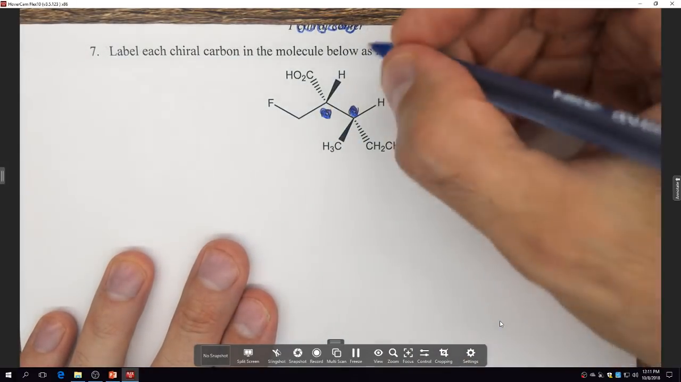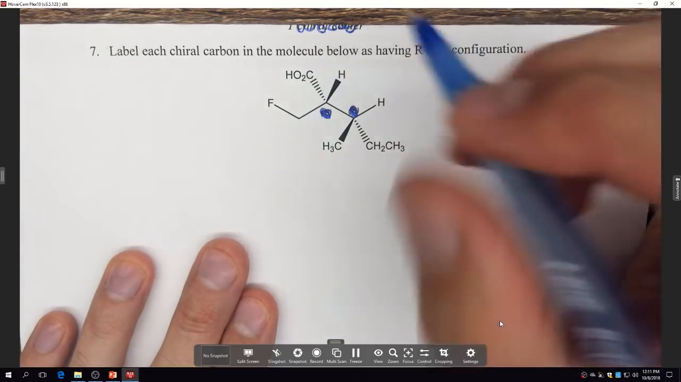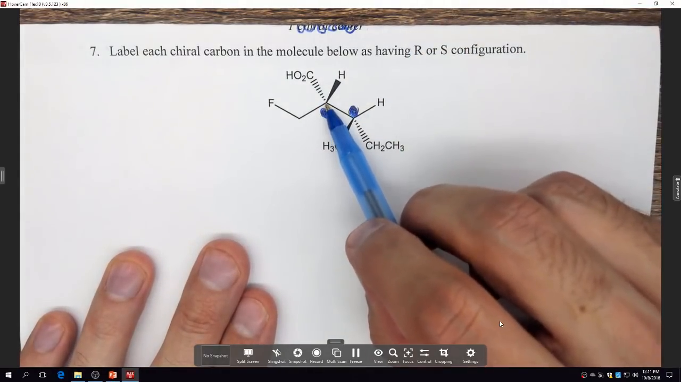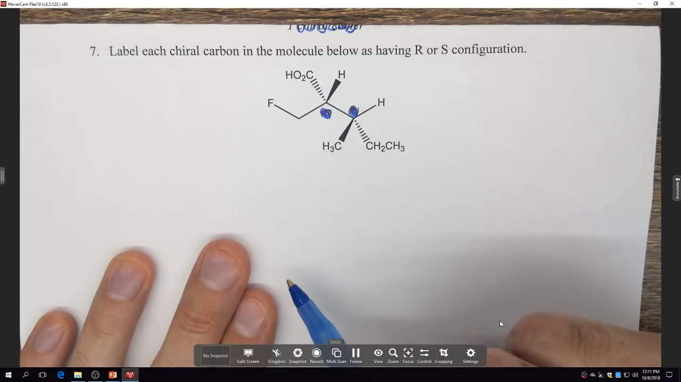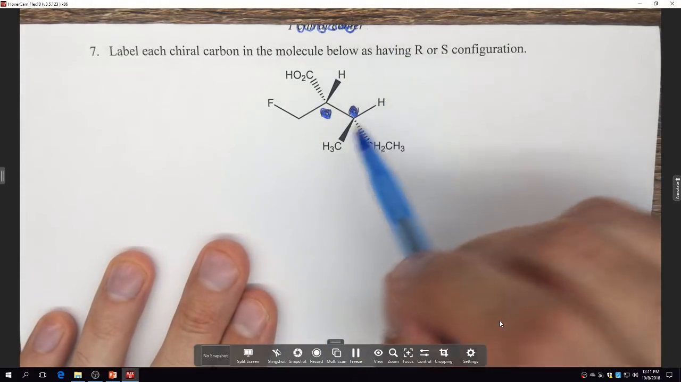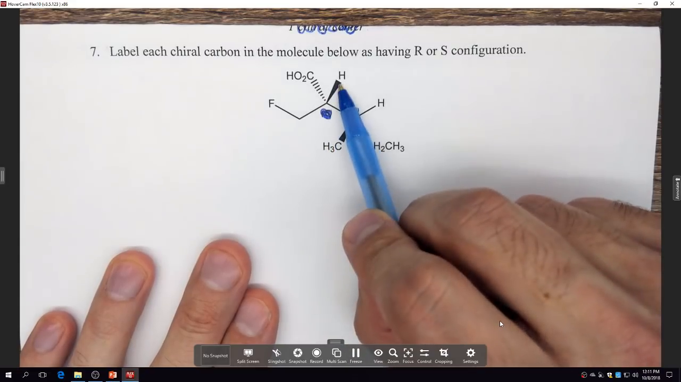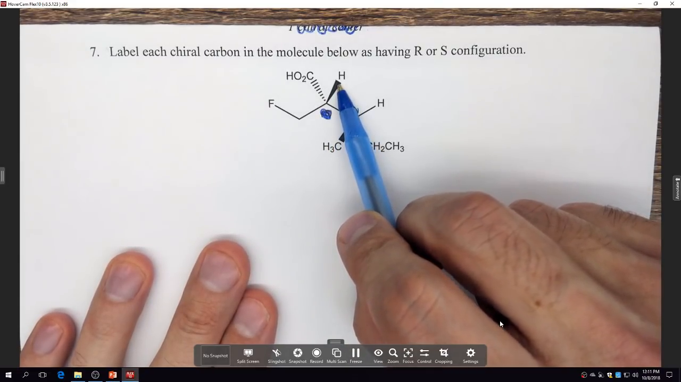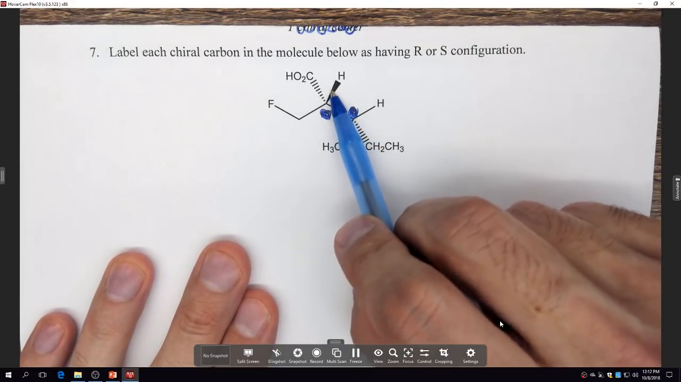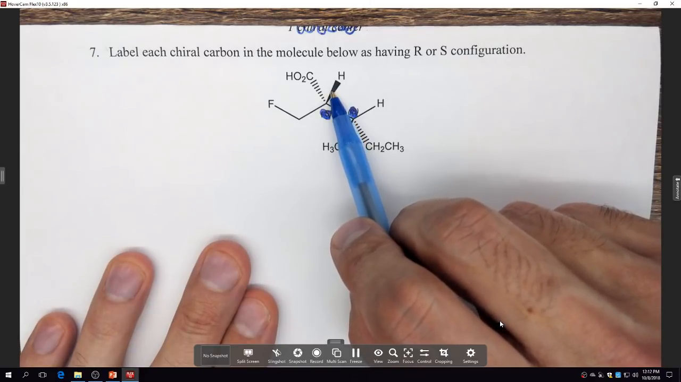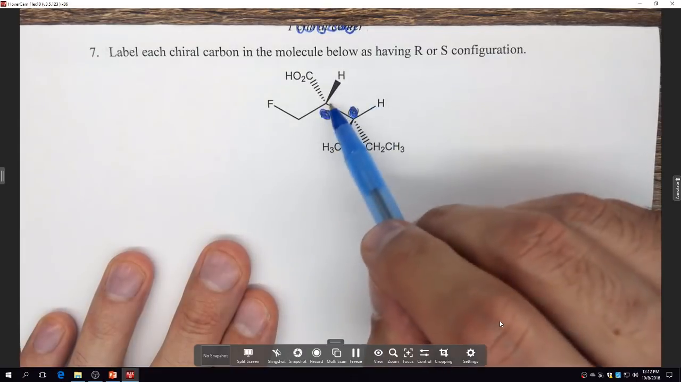All right, so in this case, this is a very challenging one to figure out as far as priority groups. What is clearly the lowest priority? Hydrogen. And what do you notice about that hydrogen? It's sticking out at us. So whatever we get, we're going to have to reverse.